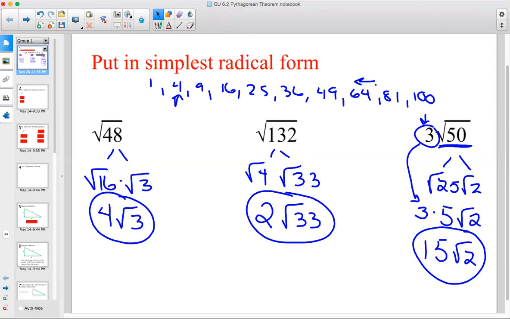I wanted to, again, I know this is something you guys have already done and learned, but I feel like it's one of those processes that needs to be reviewed every time we go over it, because we just don't use them all that often. Again, simplifying radicals is a big part of this unit because we're going to be working with right triangles, and right triangles have a lot of radicals within them, right? Based specifically on the Pythagorean theorem and distance formula and things like that.